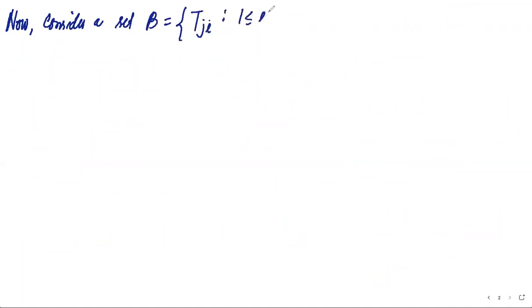Now construct a set B. Now consider a set B that contains the linear transformations Tji such that 1 is less than or equal to i, less than or equal to n, 1 is less than or equal to j, less than or equal to m. So then, what is the cardinality of B? m into n? ठीक है यहाँ तक?